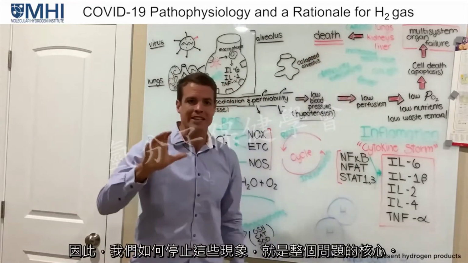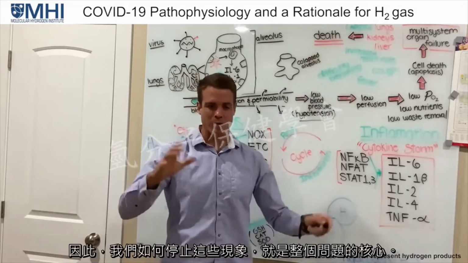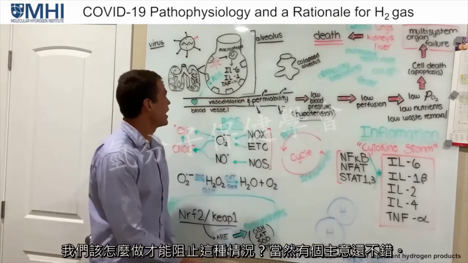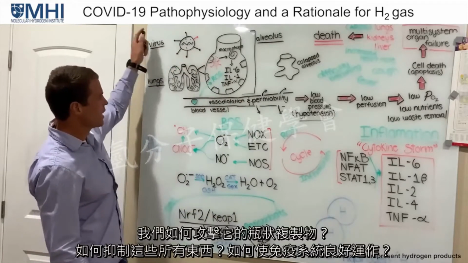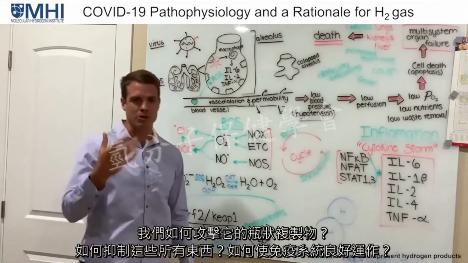So we need to stop this, right? That's the whole goal: what can we do to stop this? And of course, the idea is, okay, how do we inhibit viral replication? How do we inhibit all this stuff? How do we get our immune system going?